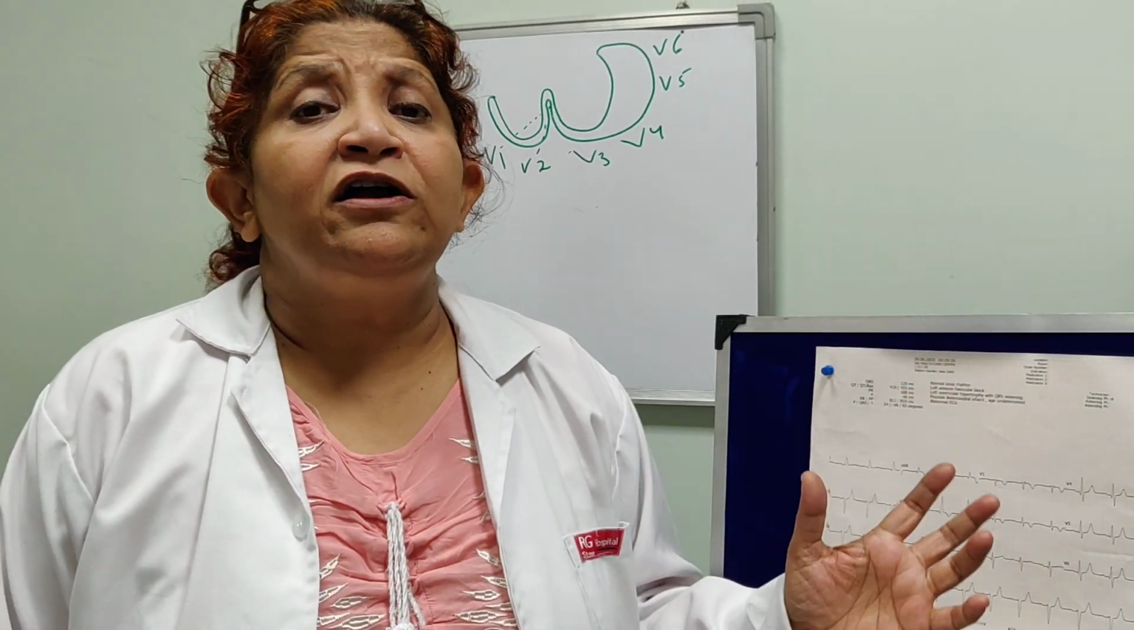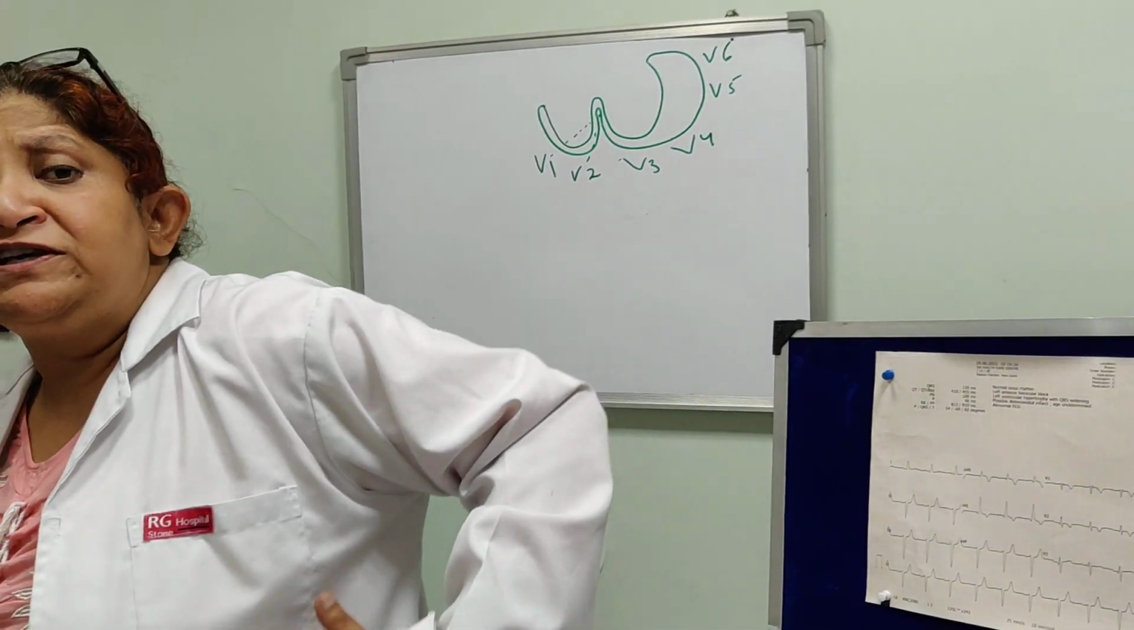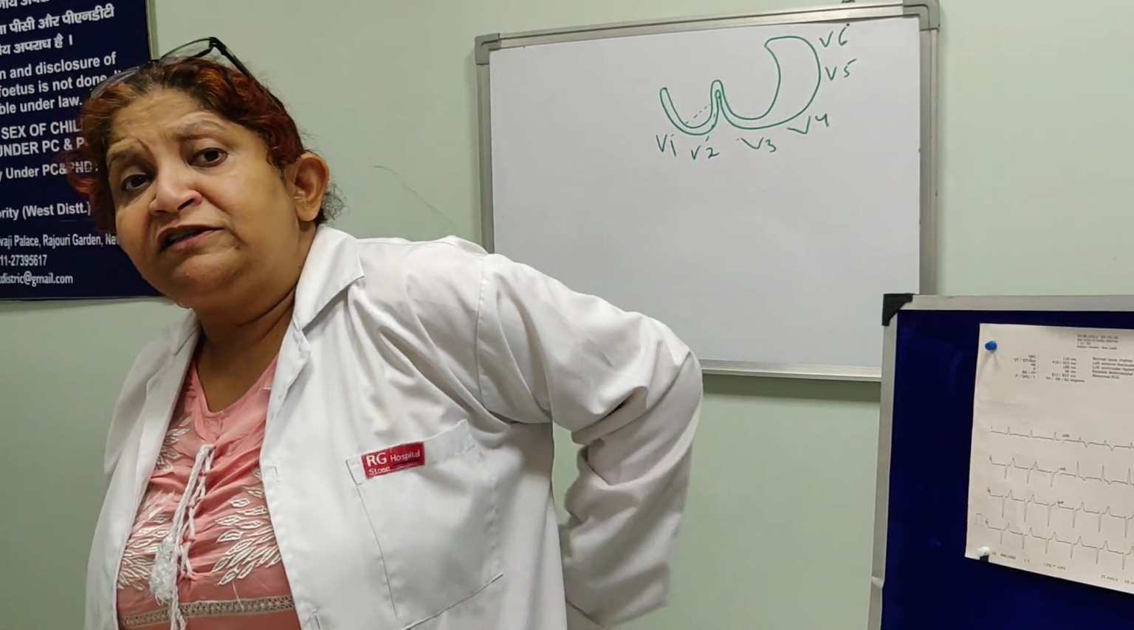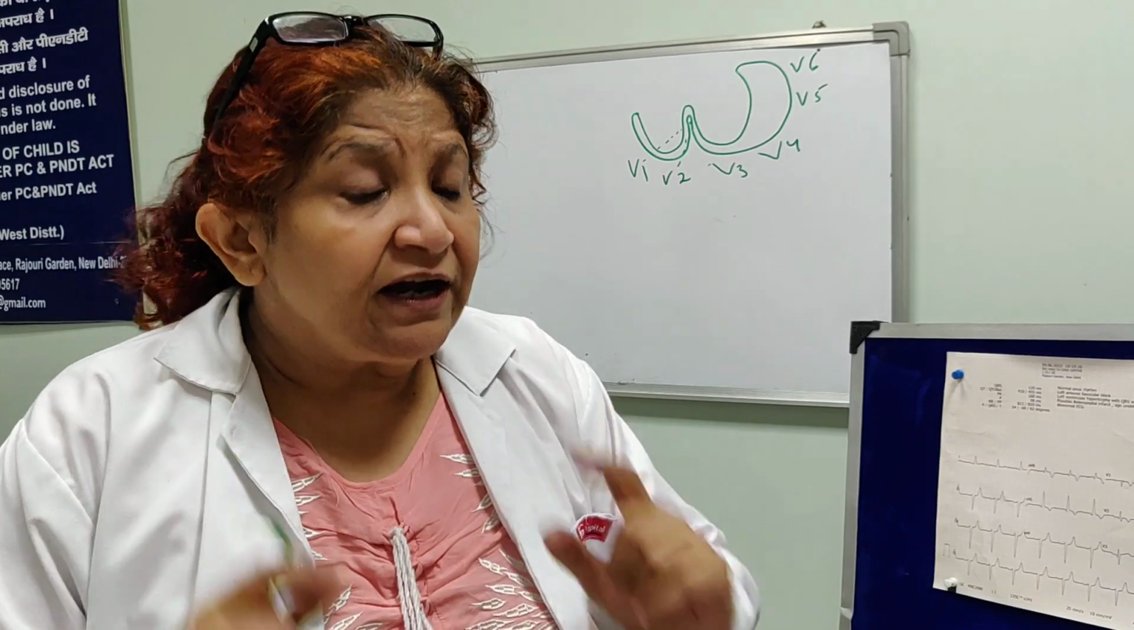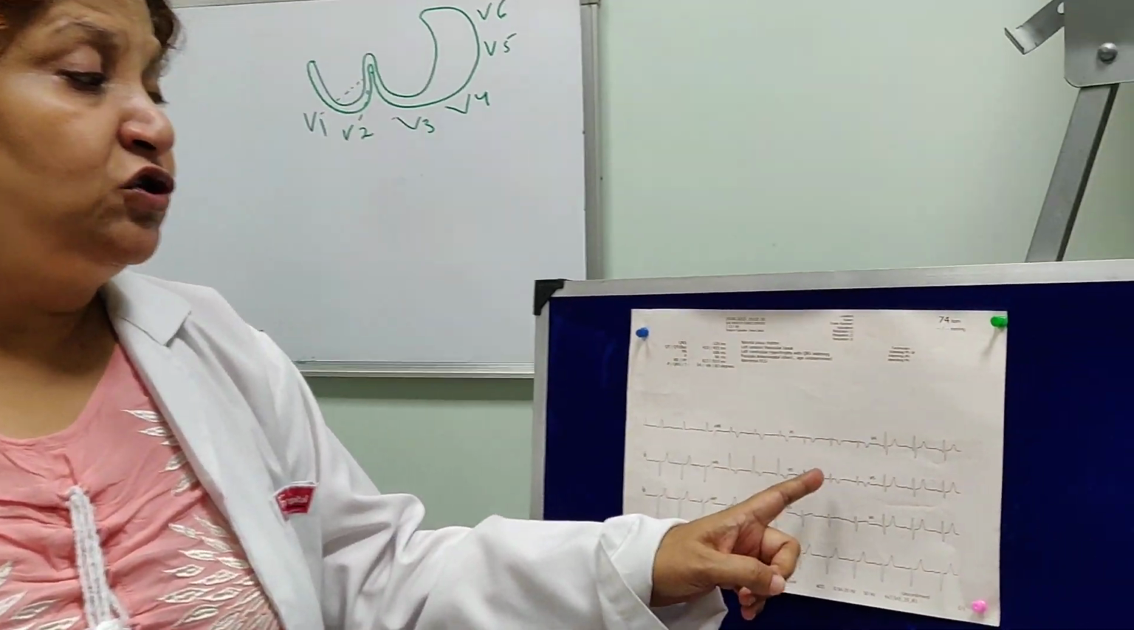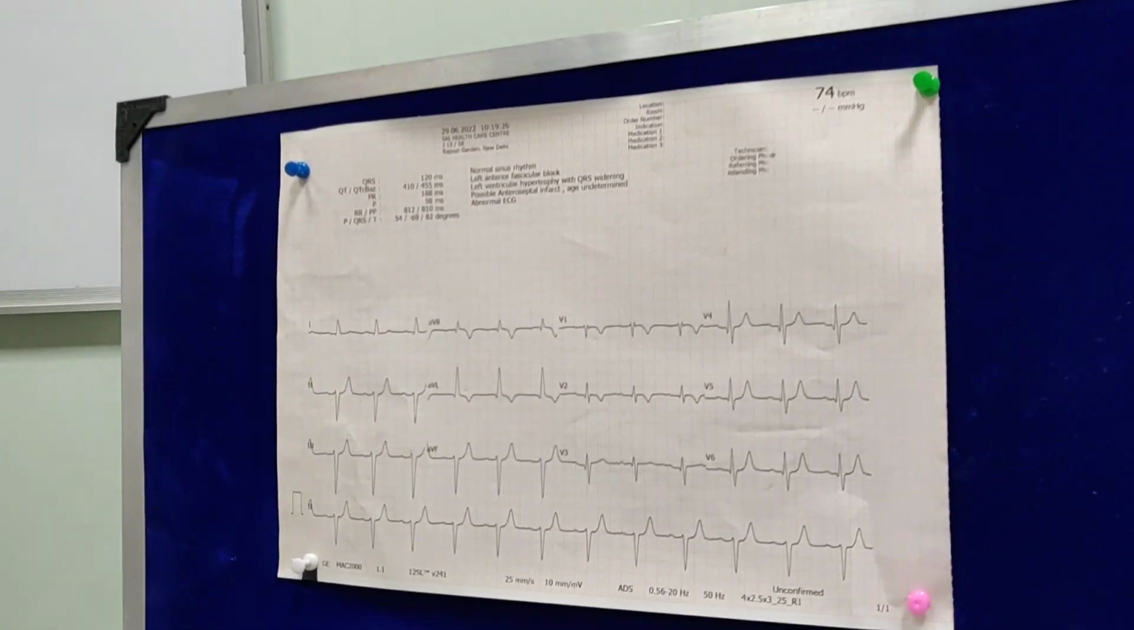Similarly, for posterior myocardial infarction, we take V5, V6 and put them behind near the scapula, so that posterior infarction can be picked up. But indirectly, posterior infarction is also picked up by V1 and V2 leads by indirect changes.